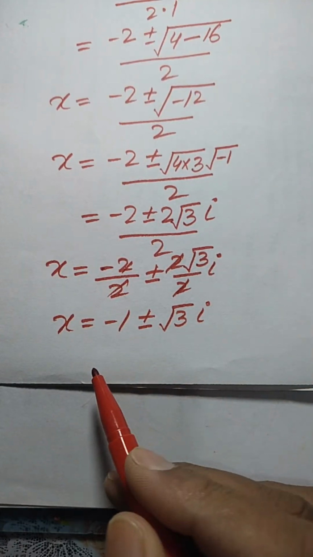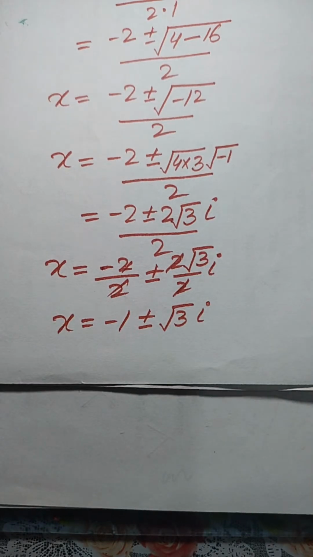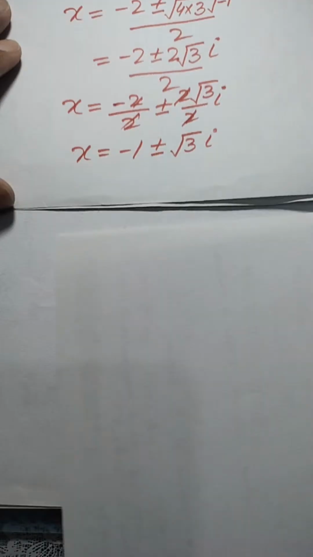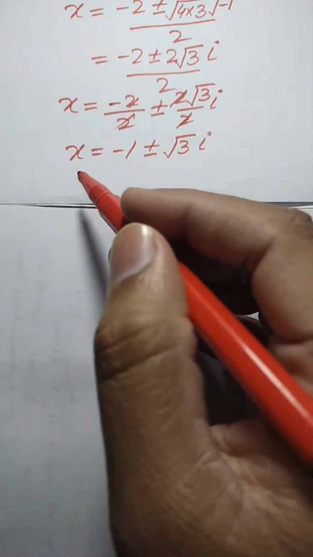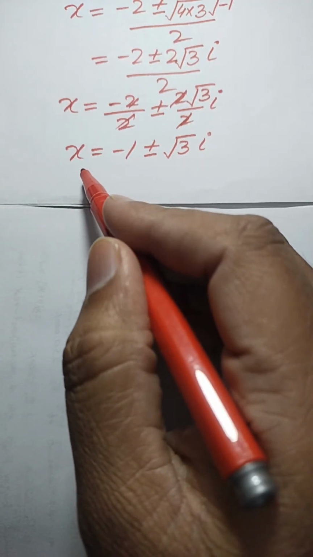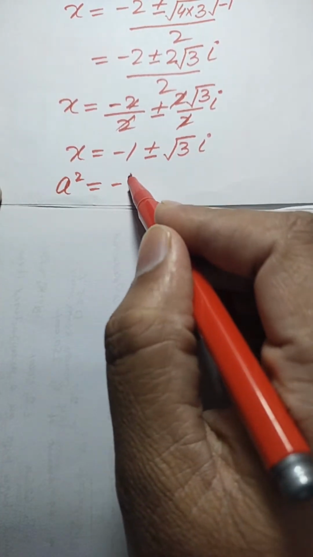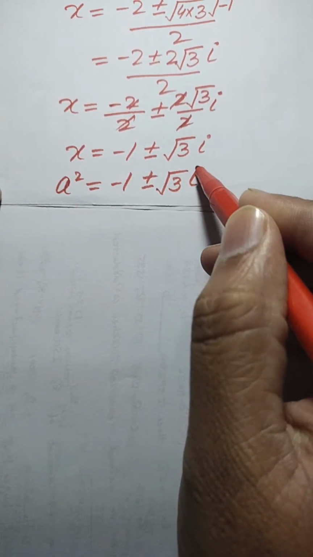So this is the value of x, but in the previous steps you see we took x is equal to a square, so we need to back substitute the value of x. When we back substitute the value of x, it will be written as a square is equal to minus 1 plus minus square root of 3 times iota.